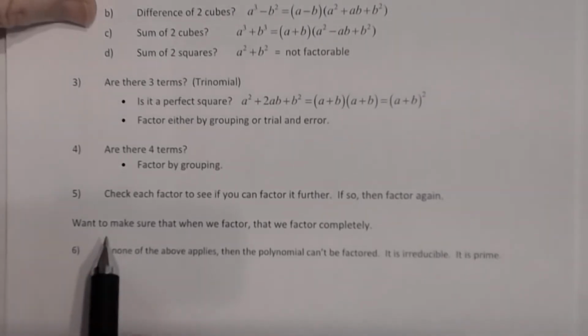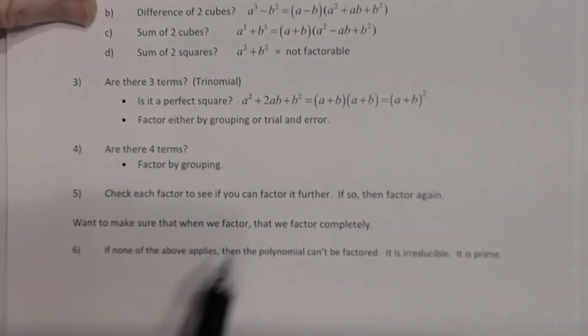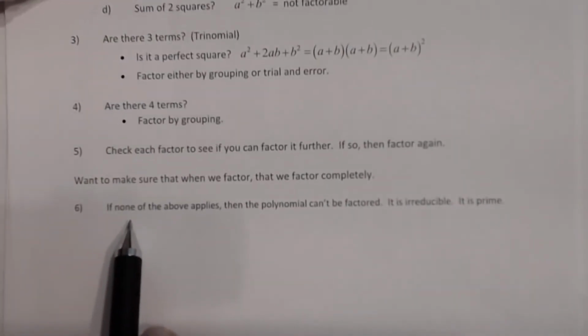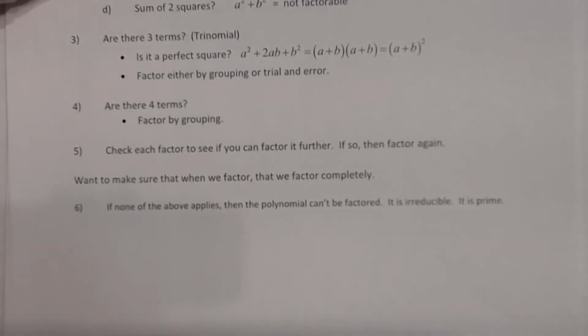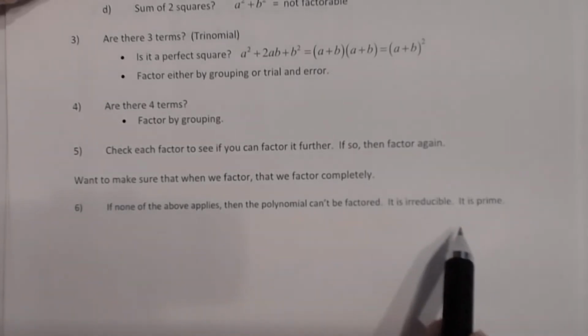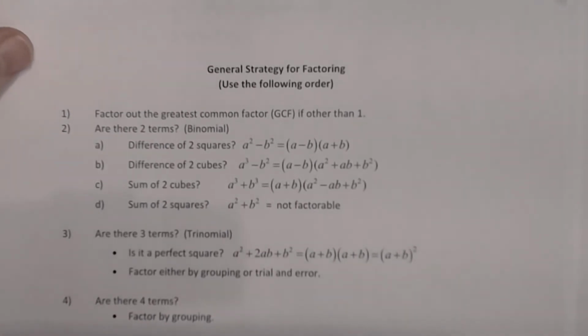And then you want to make sure that when we factor, we factor completely. And number 6, if none of the above applies and you've exhausted all possibilities, then the polynomial cannot be factored. It is irreducible, and we just say it's prime. All right, so let's go ahead and look at some problems dealing with this strategy.